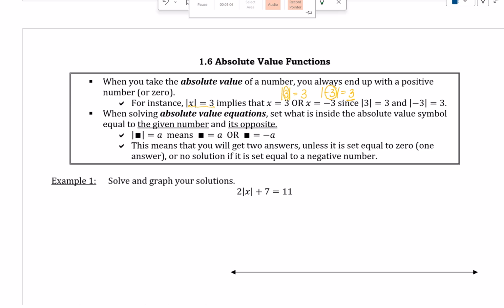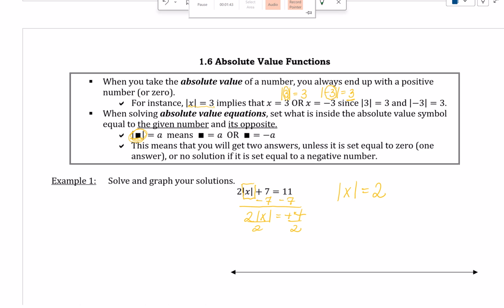So that means we have to get the absolute value all by itself. And then once it's all by itself, we set that inside equal to the number. So we want to get this part right here by itself. So we subtract 7. So we get 2 absolute value of x equals positive 4. And then we're going to divide by 2. So now we have the absolute value of x equals 2.